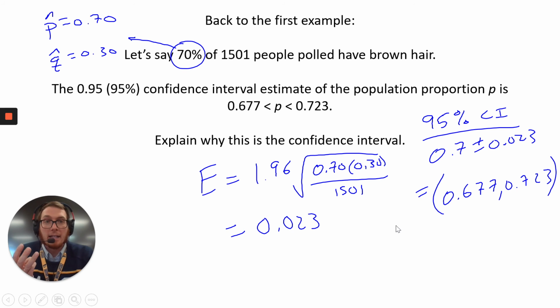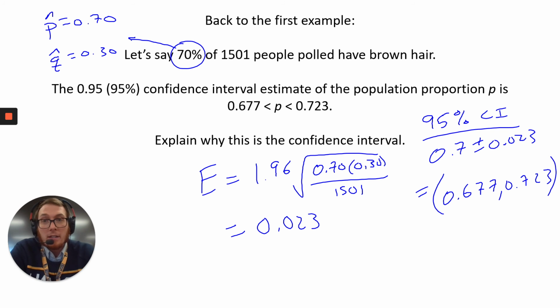3 ways you could write that. One way, the confidence interval would be p hat, which is 0.7, plus or minus 0.023. Second way would be to actually add and subtract those. So 0.7 minus this 0.023 is 0.677. 0.7 plus the 0.023 would be 0.723. I put that in parentheses, comma in between. That's also a way to write the confidence interval.